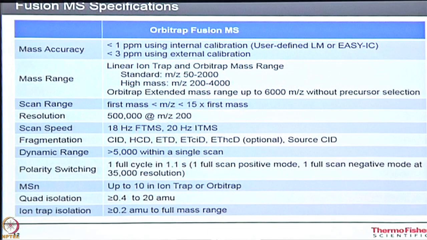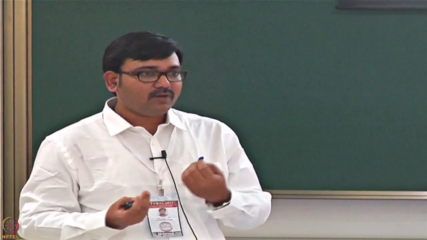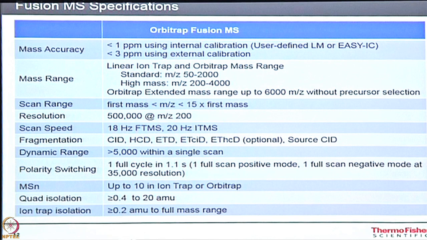Then polarity switching. It's not required for proteins, but in case of small molecules, if you don't know in which mode it will ionize, either positive mode or negative mode, you can do both the positive scan and the negative scan within 1 second. So you can run it that way. MSn: as it is an ion trap, you can do 10 MSn, meaning MS2, MS3, MS4, up to 10 theoretically.